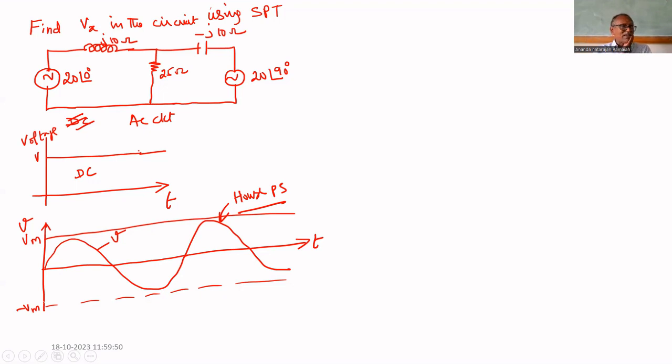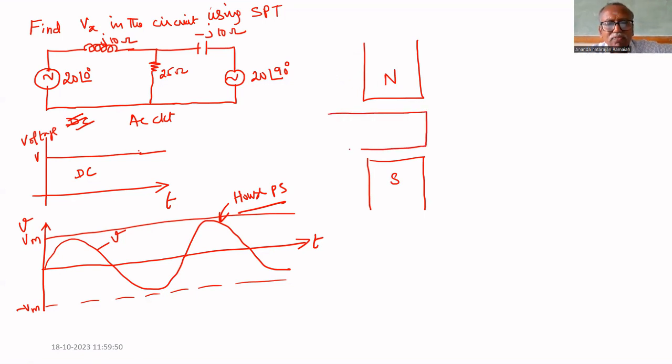How is it generated? Suppose you are having a two-pole machine. You need a north pole and a south pole. Suppose you are having a rectangular coil. This is to understand AC. Only one coil is there.